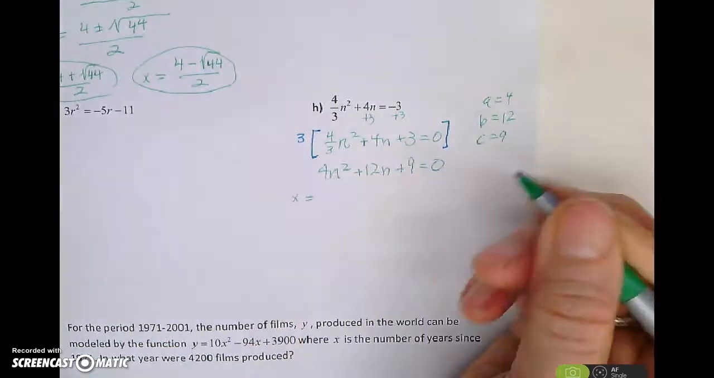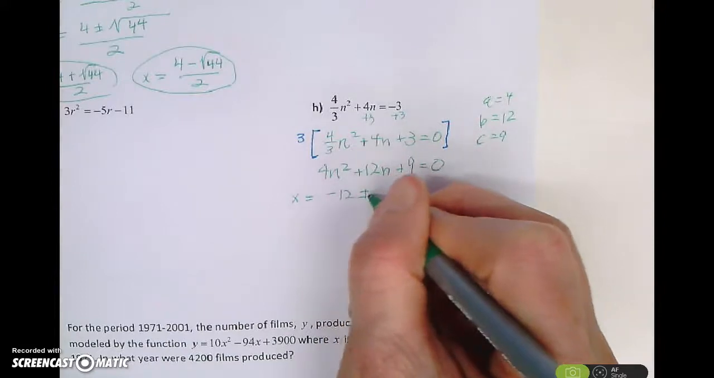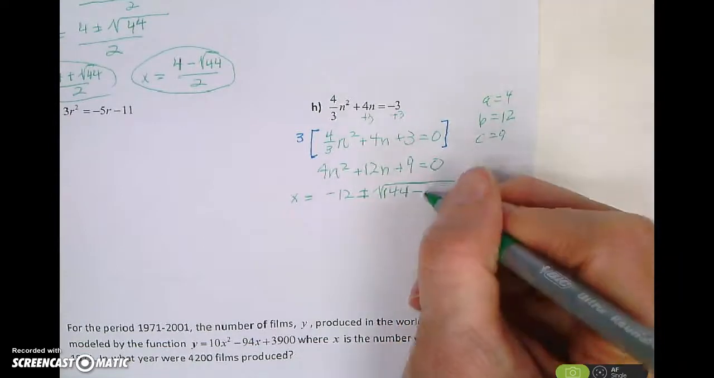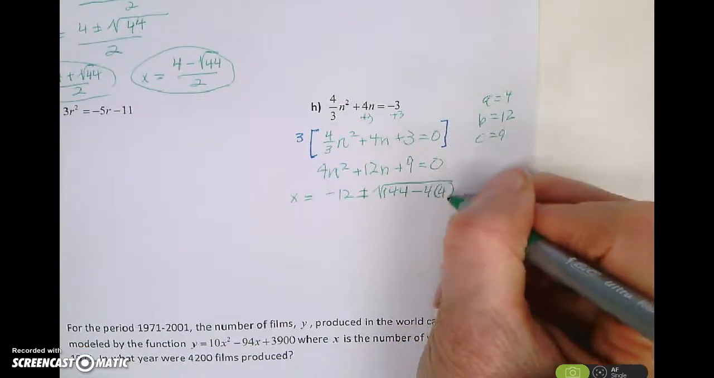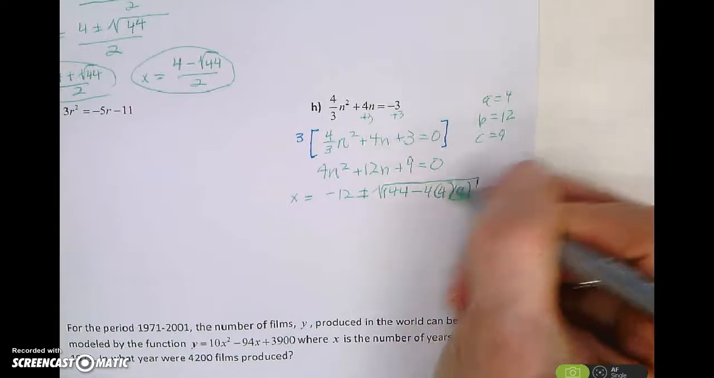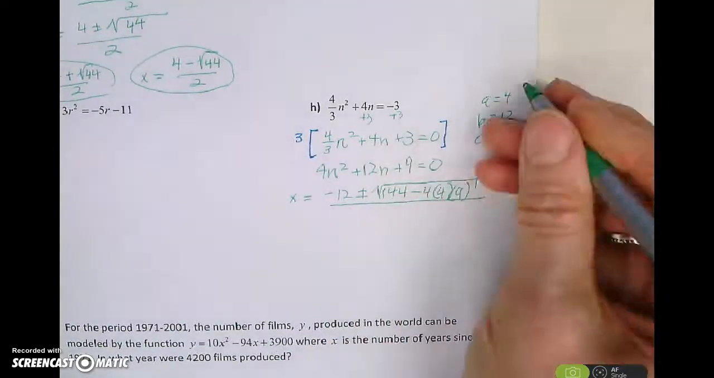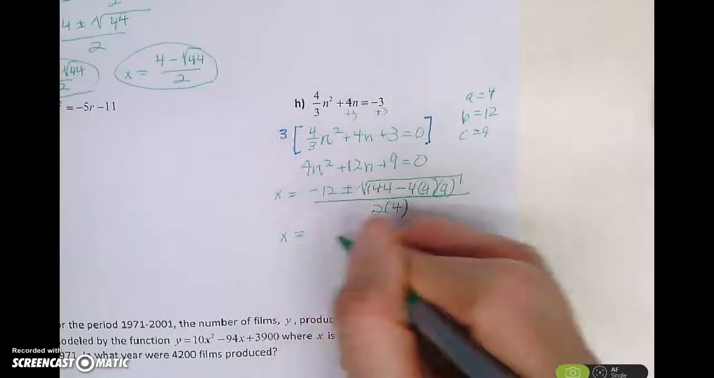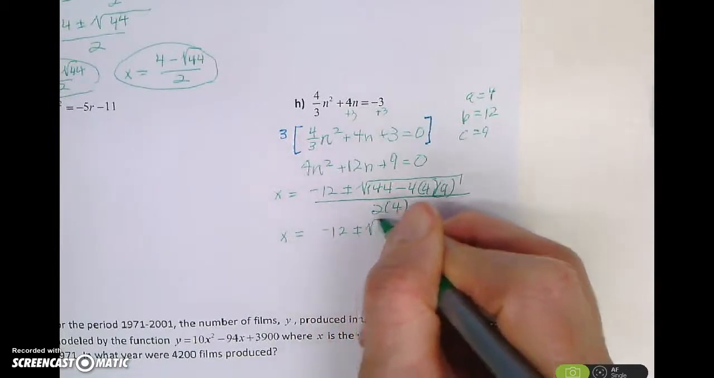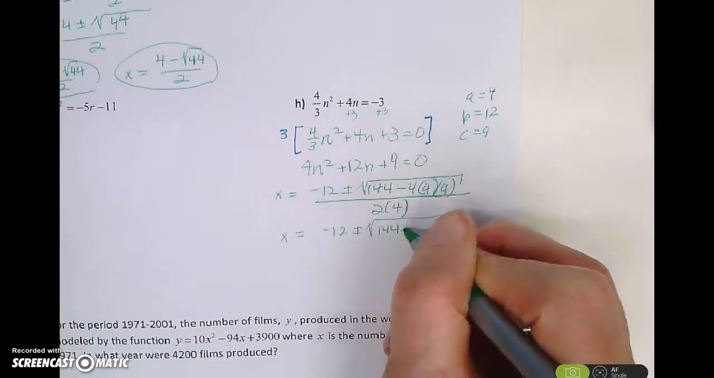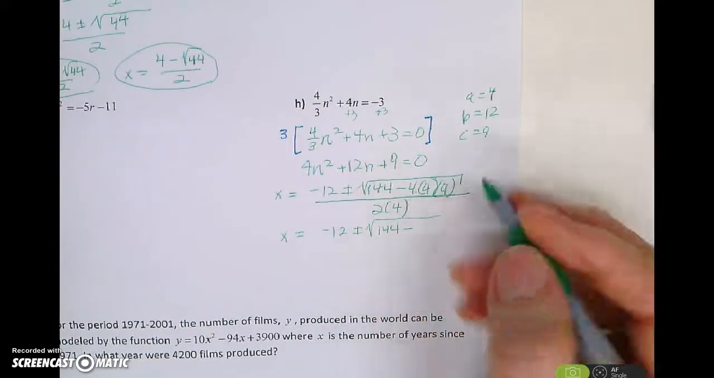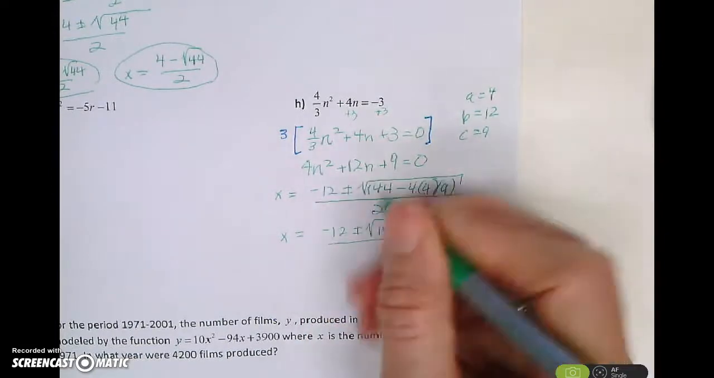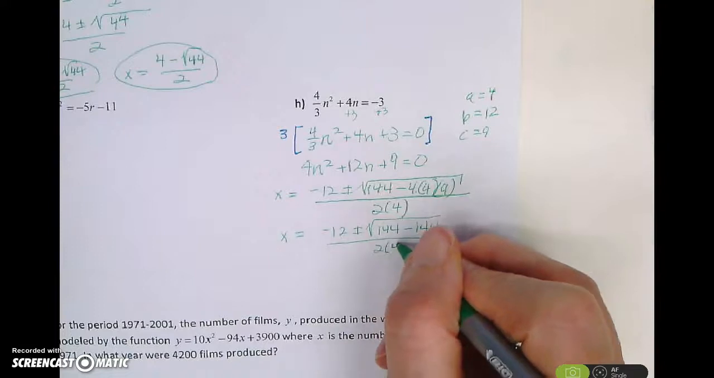So x is equal to the opposite of b, so negative 12, plus or minus the square root of b squared, which is 144, minus 4 times 9, all over 2 times 4. So that's going to give us x is equal to negative 12, plus or minus the square root of 144, subtract, and then 4 times 4 is 16, times 9 is also going to be 144, all over 2 times a, which is 8.